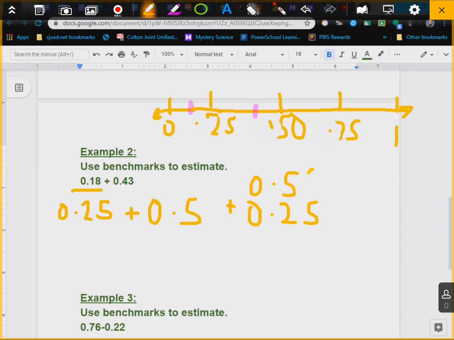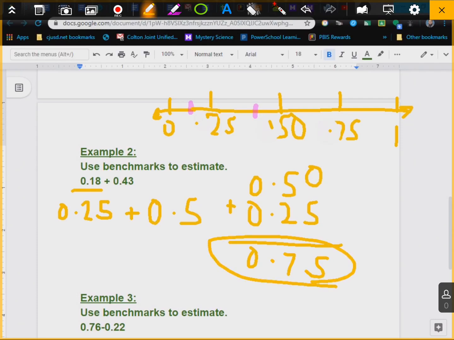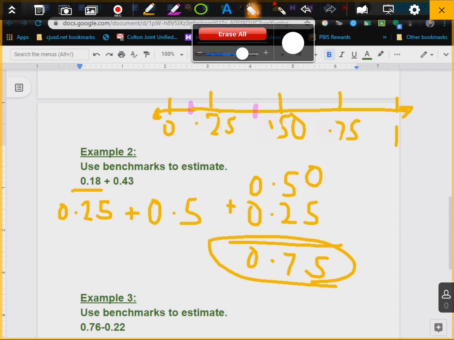Okay, any blank spaces add zeros. Okay, and now we add 0 plus 5 is 5, 5 plus 2 is 7. Bring your decimal down, 0 plus 0 is 0. And my answer is 0.75. Okay, let's do example number 3.